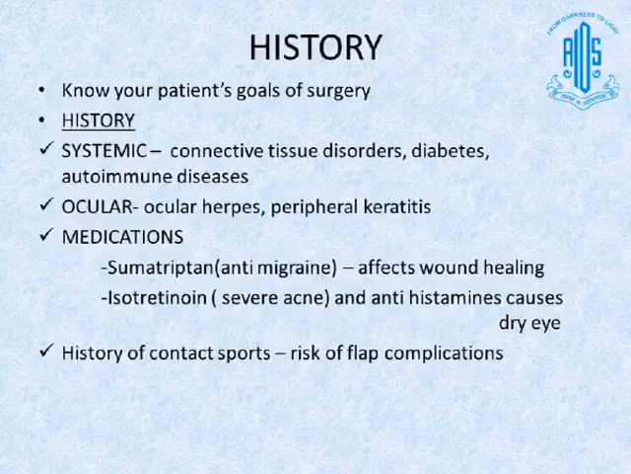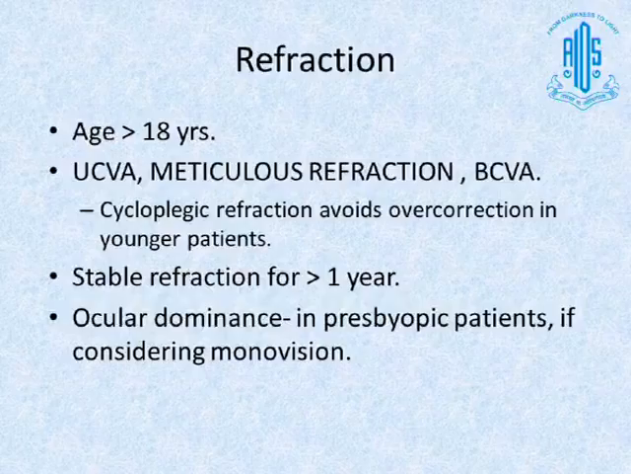You need to know about connective tissue disorders, diabetes, autoimmune diseases, history of ocular herpes, which is very important, old peripheral keratitis, medication the patient is using, and history of contact sports, which can be an issue in flap-based surgeries, where the flap can be dislodged later on. Again, you can't emphasize more.